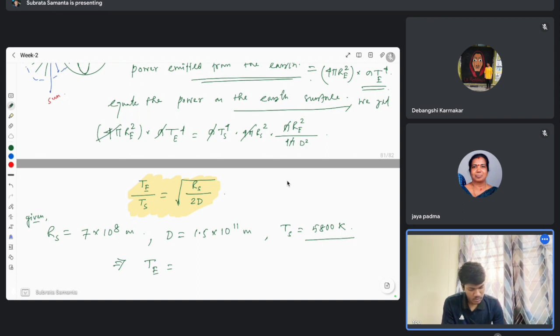So 5800 times the square root of the ratio, so about 280 Kelvin.